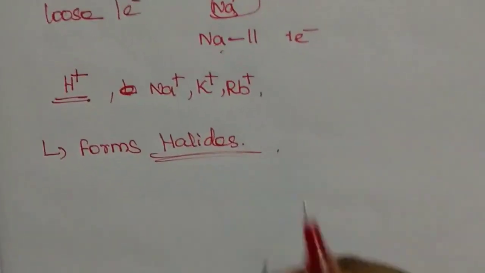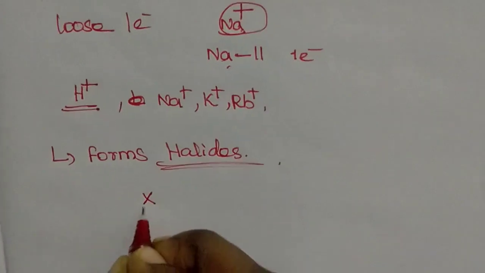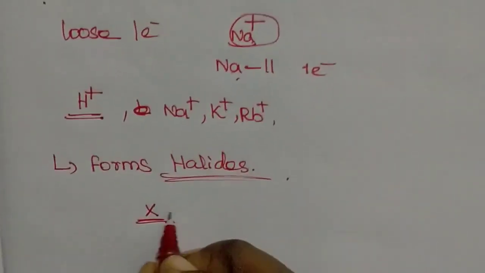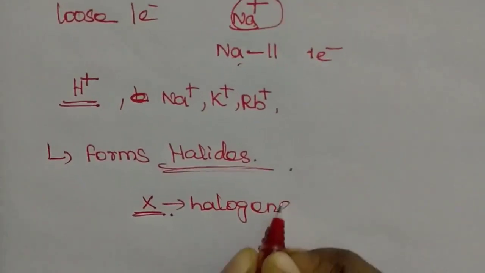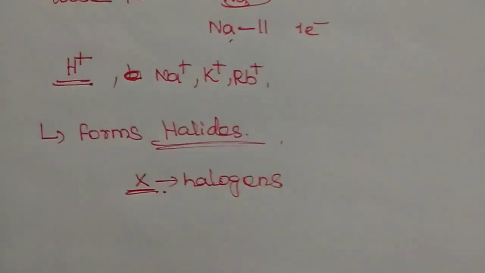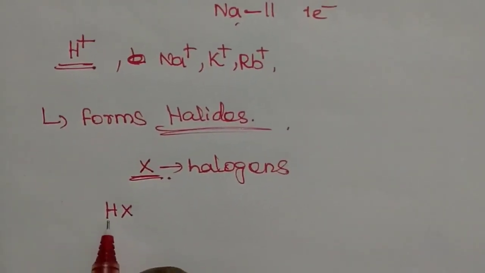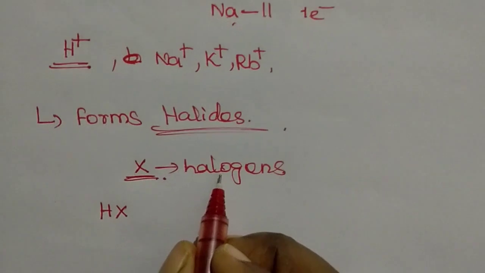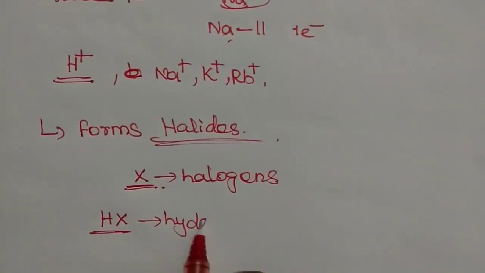How does it form halides? They combine with halogens. Here we denote halogen as X. So halogen X means halogens. For example, hydrogen halides: HX means hydrogen, H, and X is denoting halogens. So we can call this a hydrogen halide.